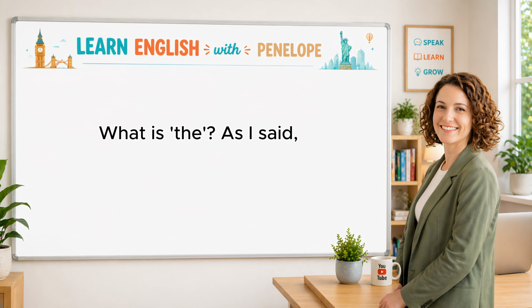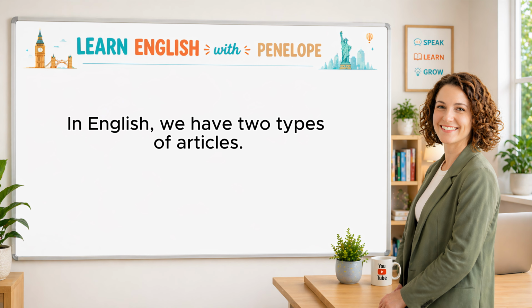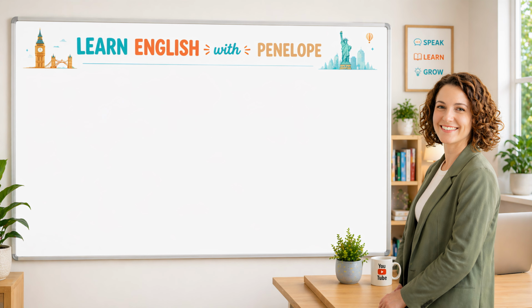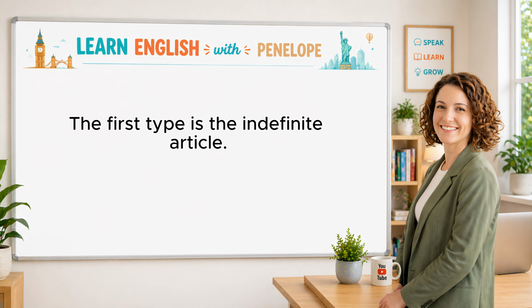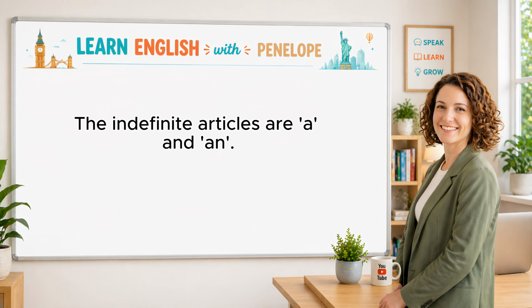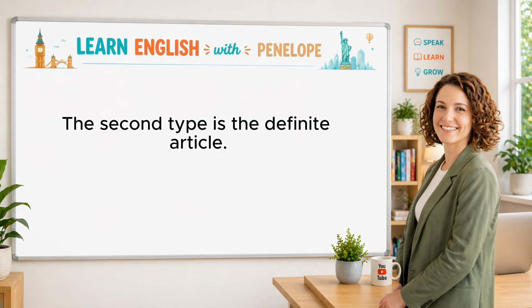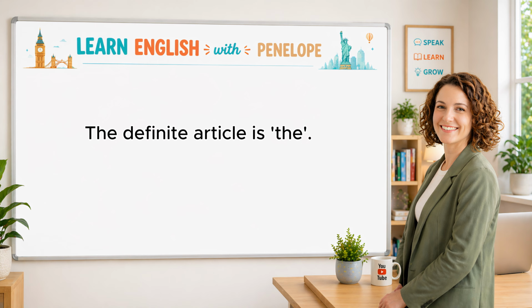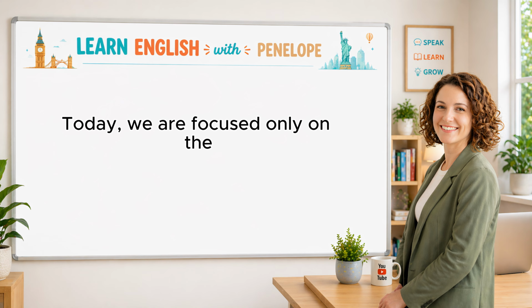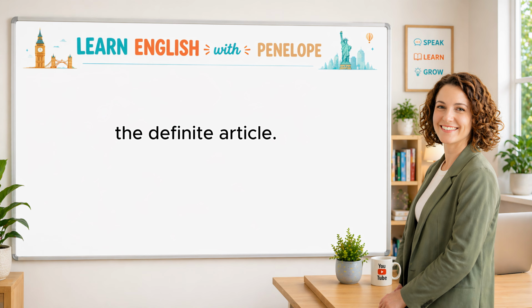What is the? As I said, the is an article. In English, we have 2 types of articles. The first type is the indefinite article. The indefinite articles are a and an. The second type is the definite article. The definite article is the. Today we are focused only on the definite article.